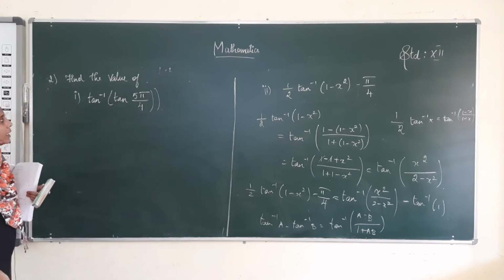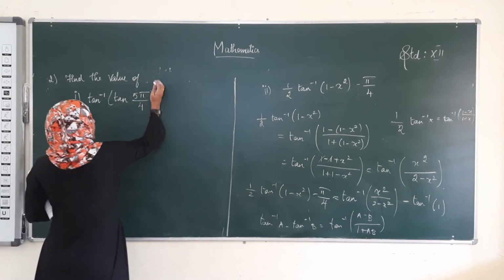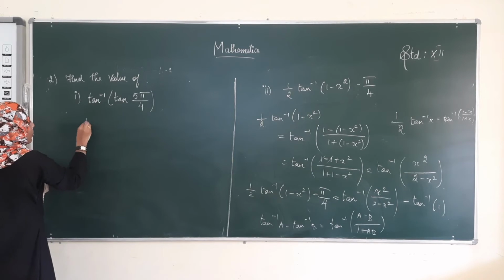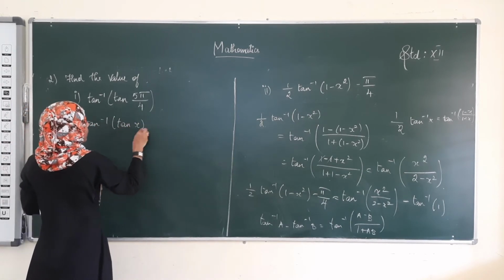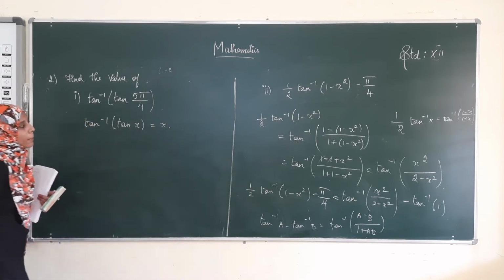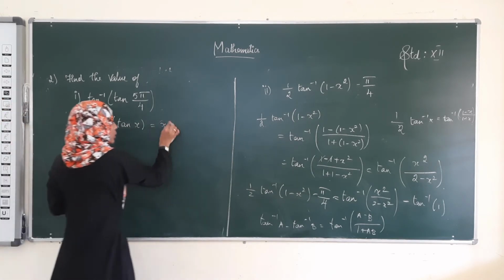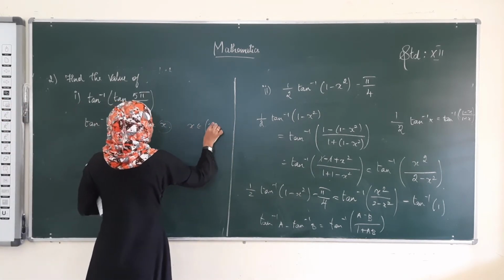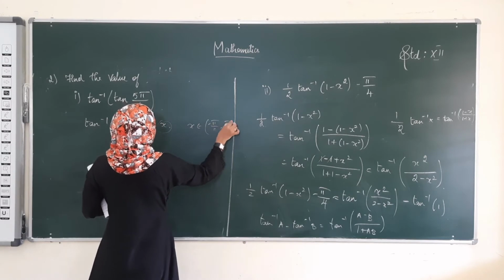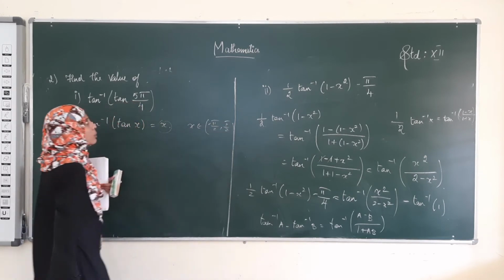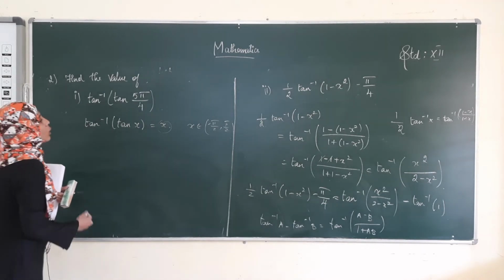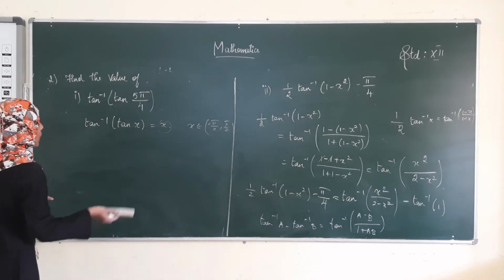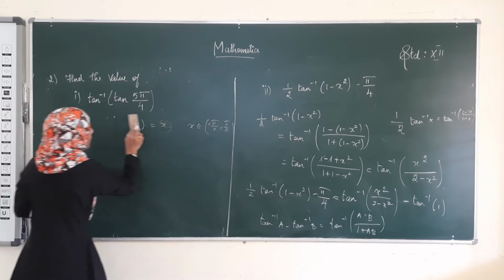Okay, see here, it's looking easy, right? See, this is in the format of tan inverse of tan of x. This can be written as x, but this x should belong to minus pi by 2 comma pi by 2. Okay, this x should belong to minus pi by 2 comma pi by 2. Is that so? No. So what we are going to do is, we are going to change something.